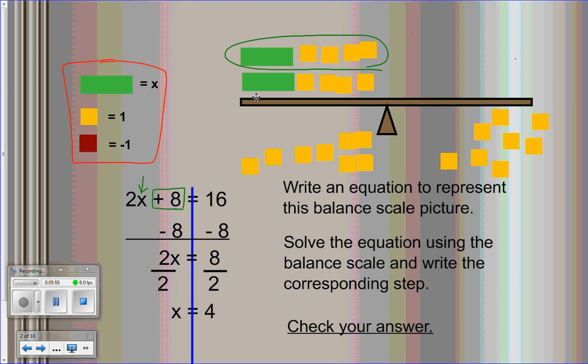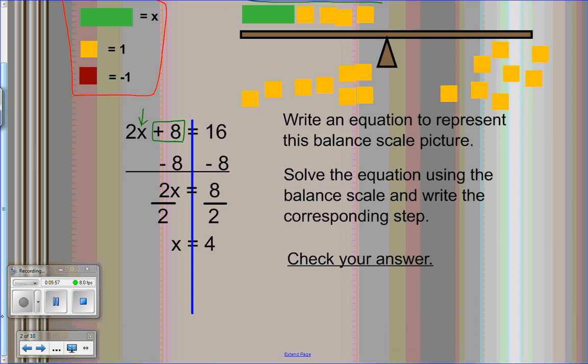So now we're going to check our answers. When we check our answers, we need to evaluate our equation. We've done this in class. It's similar to the M&M activity that we did. So we're going to plug in our answer. We said x is equal to 4.